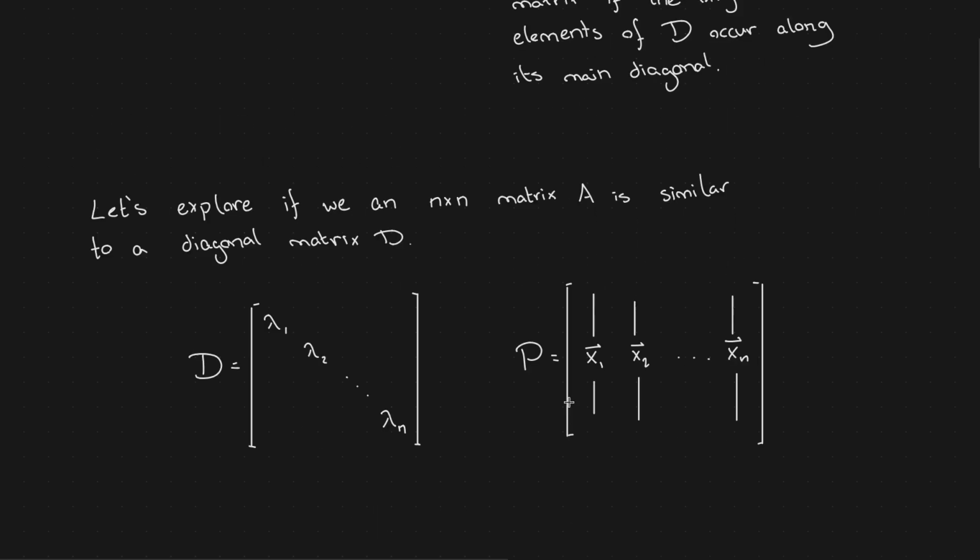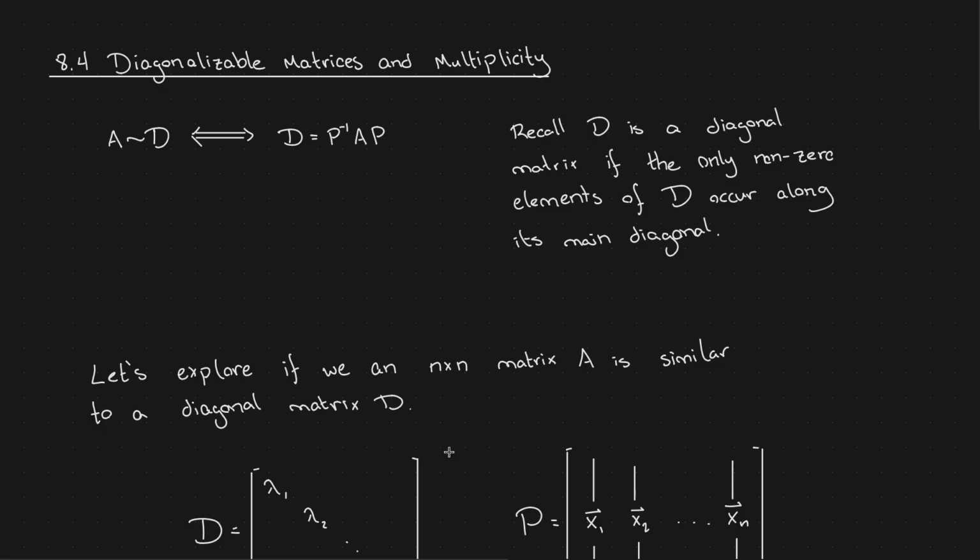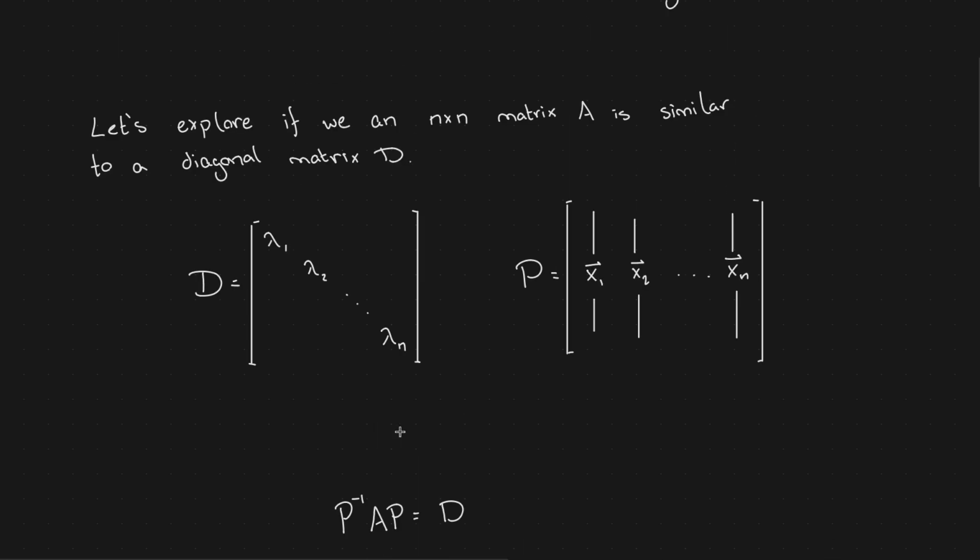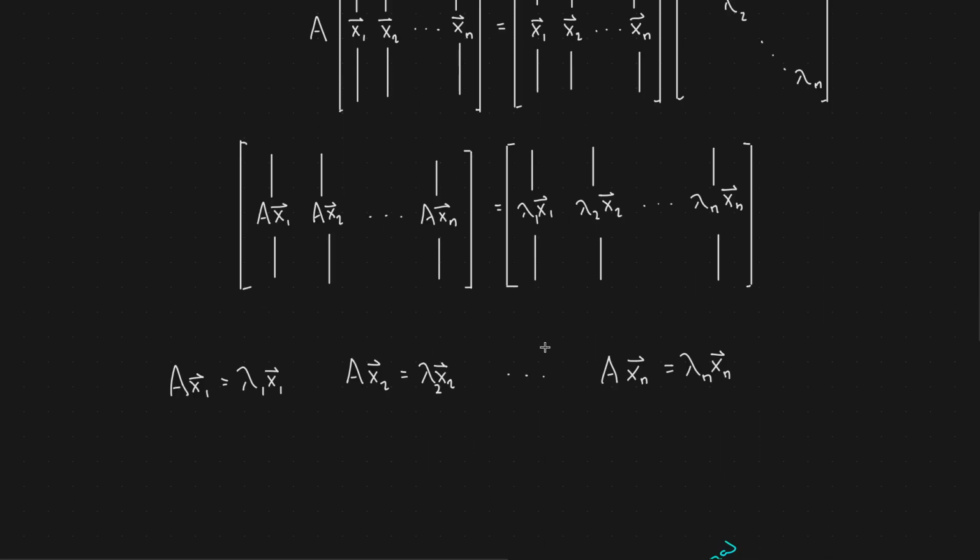Okay. So what we've just argued, what we've just shown, is that if we want matrix A to be similar to a diagonal matrix D, then the entries of matrix D are going to be eigenvalues of matrix A, and the columns of matrix P, where P is the matrix that gives us our similarity relationship, must be eigenvectors of matrix A. All right.